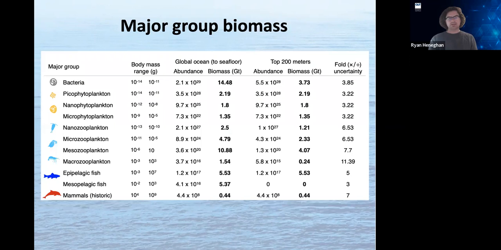Putting that all together, there were 2 steps here. First of all, we needed to establish the size ranges of these groups, so the body mass ranges, smallest and largest sizes. We did that just by looking through the literature at what people do in models and what the literature says. Then we had the body size ranges. Then using those different approaches, we estimated the biomass of each of these groups in the global ocean and in the top 200 meters, so the epipelagic zone.